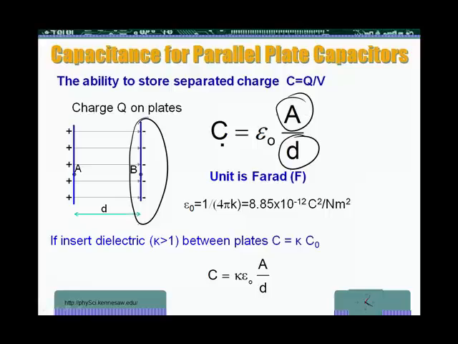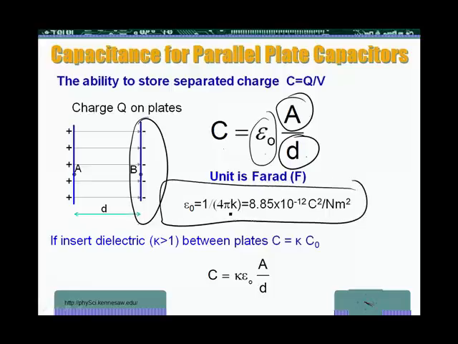Now, capacitance is given by C equals epsilon 0 A over D. Epsilon 0 is a constant. It is given by this: it is 1 over 4 pi K, where K is the constant that we use in Coulomb's law. This is the value for epsilon 0. That's when we have a capacitor with air between the plates.